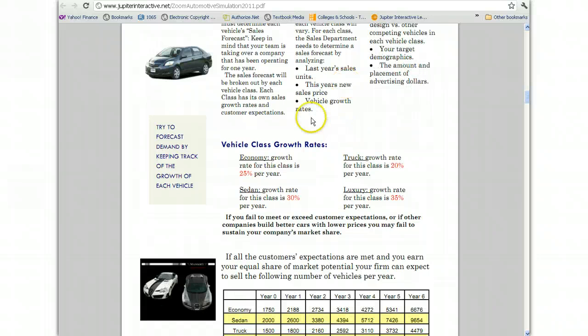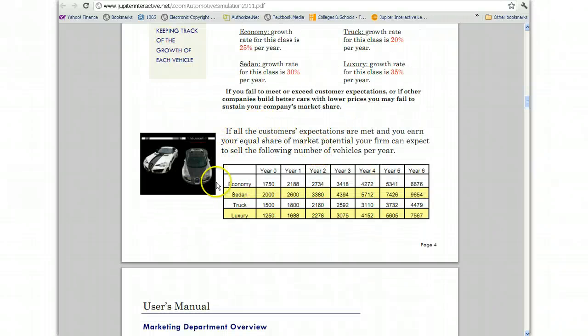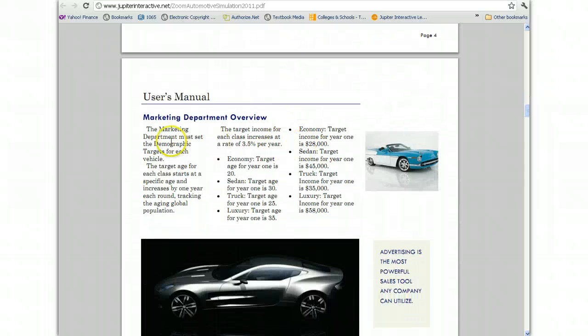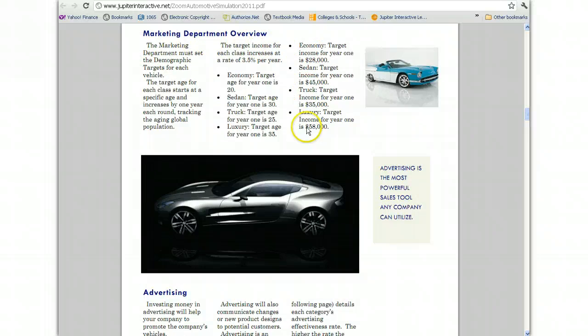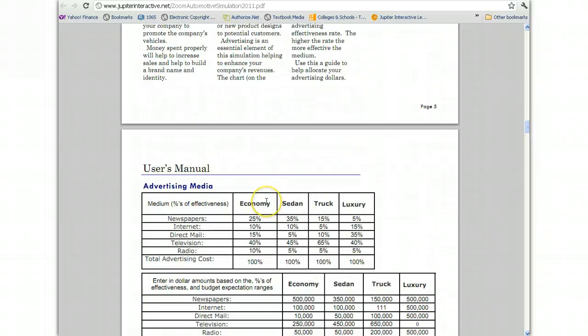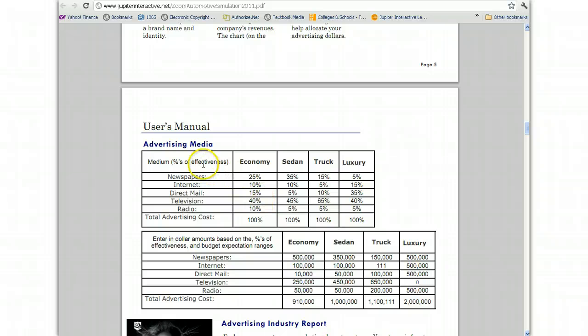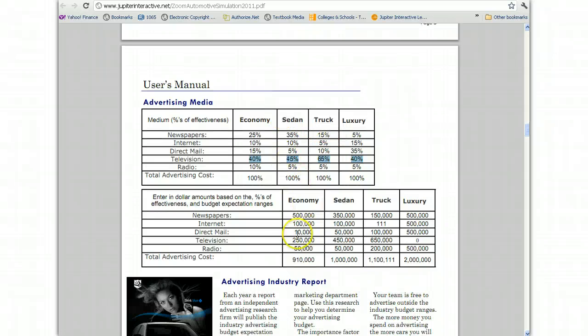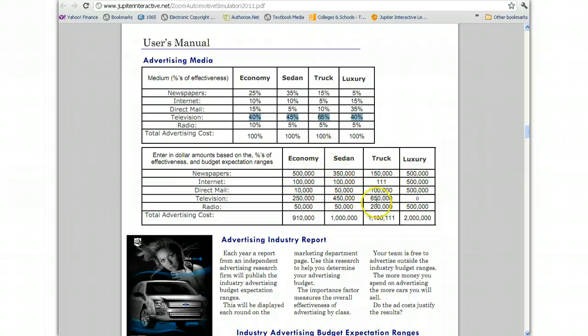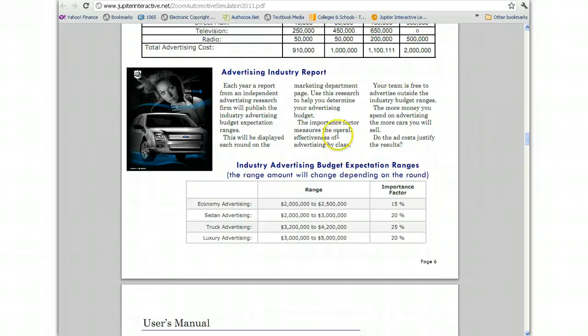How to do a sales forecast, the vehicle growth rates, a chart of likely sales per year based on if all the competitors were similar. Okay, an overview of the marketing department, the advertising media, which goes over the percentages of effectiveness in each of the categories. And for example, here, television seems to be some of the most important factors. And then an example of how you can convert that into dollars, because you're spending dollars, not percentages, in the simulation.